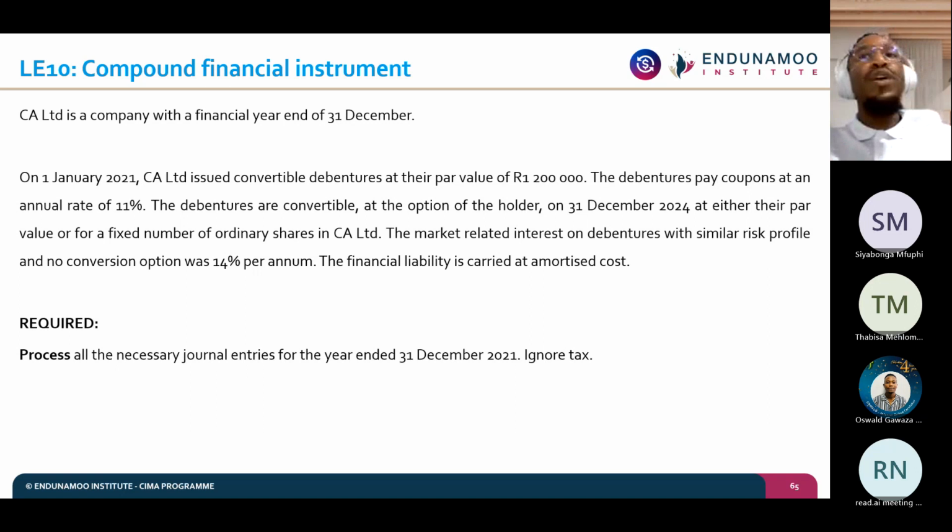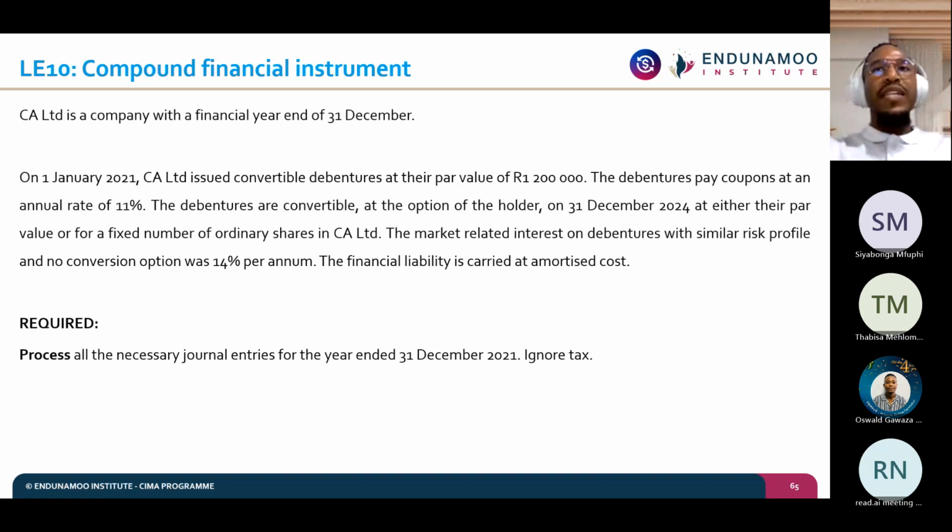In the scenario where in 4 years' time the holder elects to receive cash, they will be paid cash. If the holder does not elect to receive cash, they will issue a fixed number of ordinary shares. In the second last sentence of the scenario, it says the market-related interest rate on debentures with a similar risk profile and no conversion option was 14% per annum. The financial liability is carried at amortized cost.